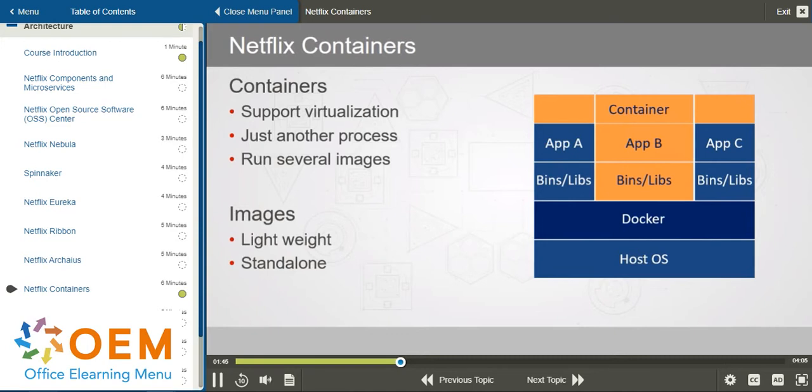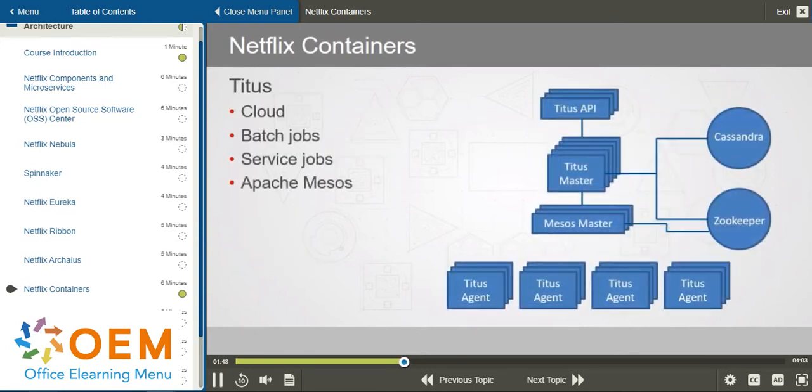So at Netflix, they have used Docker containers, and they've collected all of these containers together into a platform called Titus. So Titus is a Docker container job management and execution platform. It handles the scheduling of applications by matching the required resources that that application needs against the available computer resources.